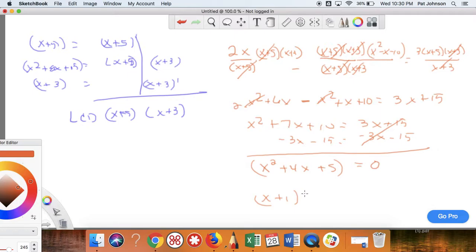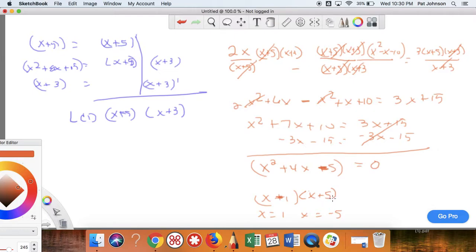Wait, this should be minus 5. I somehow got a sign wrong somewhere. Oh, because it's minus 15. Yes, that's right. So it's x minus 1 times x plus 5. When I solve them, I get x equal 1 and x equal negative 5.